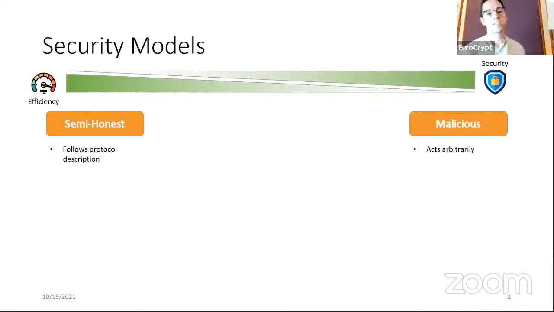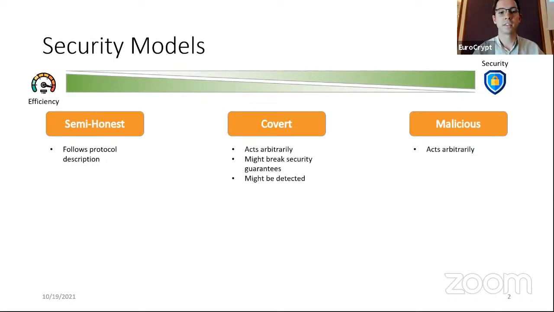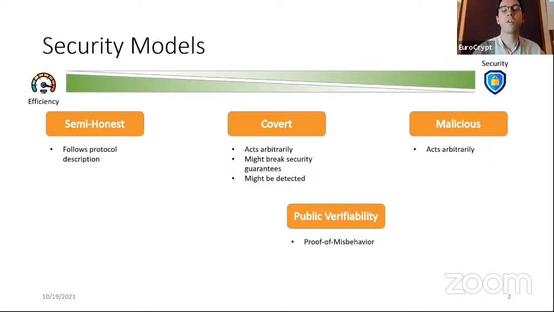I guess you're all familiar with semi-honest security and malicious security. In between, there is covert security, in which an adversary is allowed to act arbitrarily as in malicious security. However, the adversary even has a chance to break the security guarantees by cheating. On the other hand, the honest parties have a chance to detect the cheating attempt and thus identify the adversary, which kind of harms its reputation. There's an extension which is called publicly verifiable covert security, in which honest parties that detect cheating can also generate a proof of misbehavior, which can be transferred to any third party to convince this party about a cheating attempt.